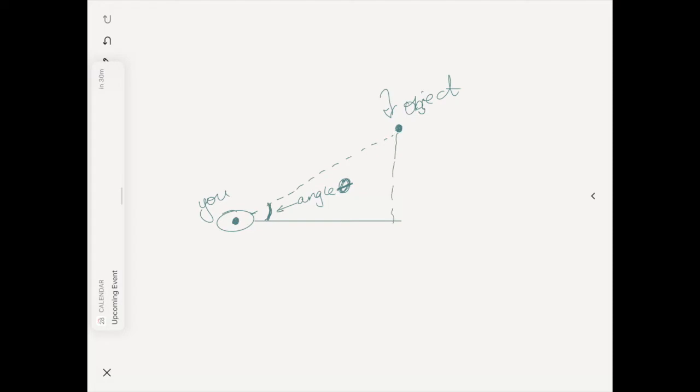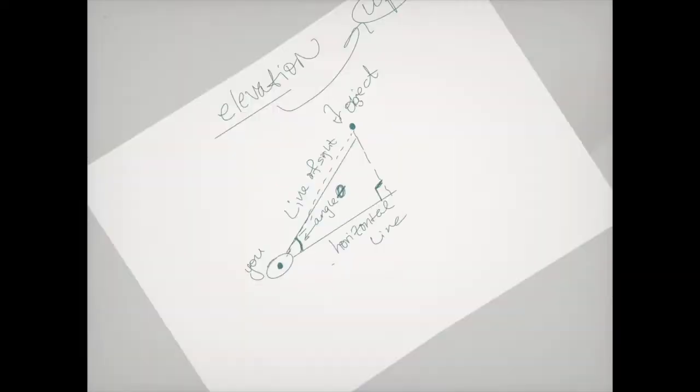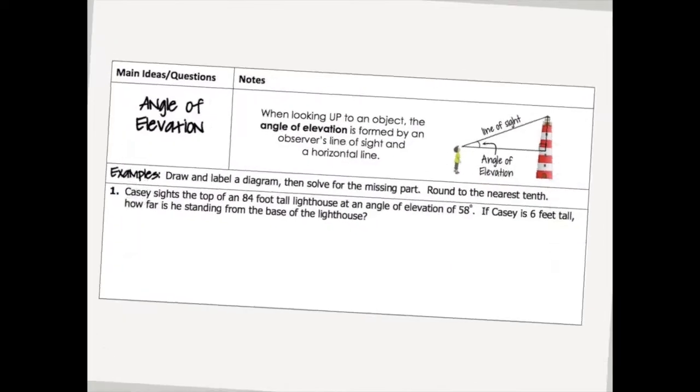It makes a 90-degree angle with the ground over here. So again, this is the line of sight. And then this is the horizontal line. And if you forget, just remember that the word elevation has elevate in it. And when you elevate, you go up. So you're always looking up to an object. All right, let's get started on the first problem.